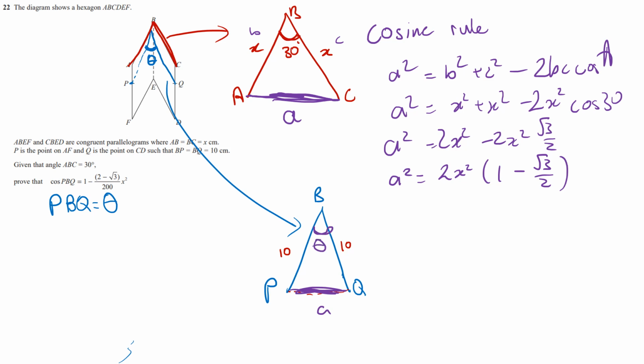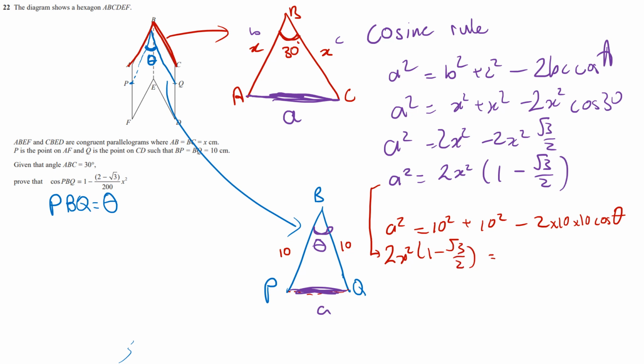So I'm going to use the cosine rule again, and this time I'm going to do it like this. a squared is 10 squared plus 10 squared minus 2 lots of 10 times 10 times the cosine of theta. And a squared, guess what? It's this thing I just wrote down. a squared is 2x squared times 1 minus root 3 over 2, and that's equal to 10 squared plus 10 squared, that's 100 plus 100, which is 200, minus 2 lots of 10 times 10, that's 200 cos theta.